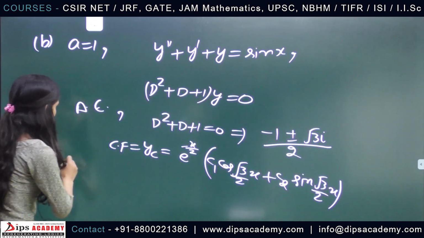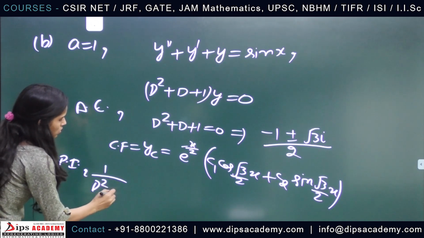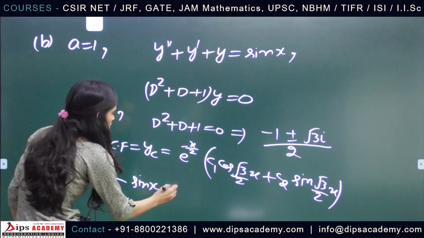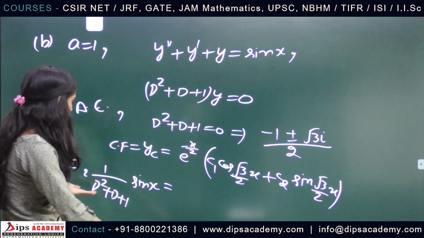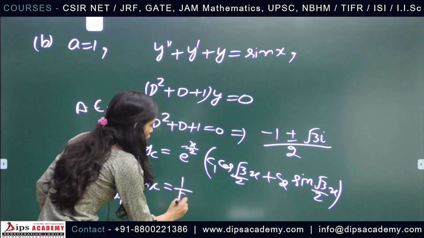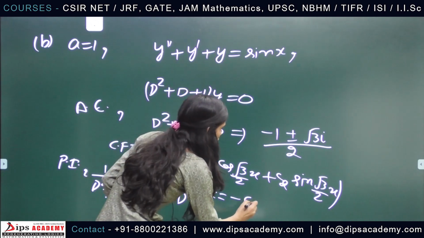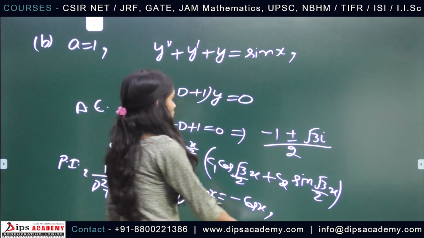And the particular integral is 1 over d square plus d plus 1 sine x, which is nothing but, again, putting d square as minus 1. So what will be 1 over d sine x, because minus 1 plus 1 will be equal to 0, and this will be nothing but minus cos x. So our particular integral is minus cos x.